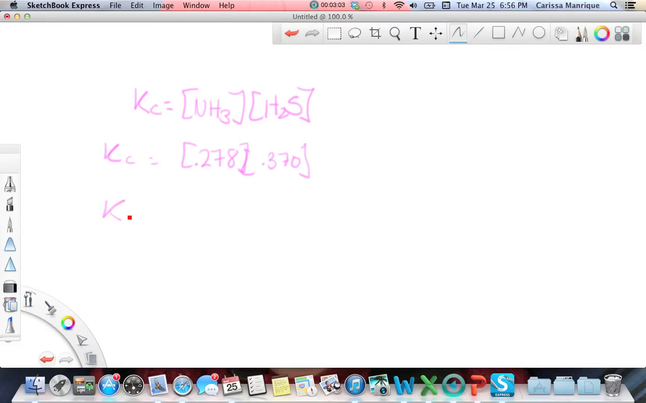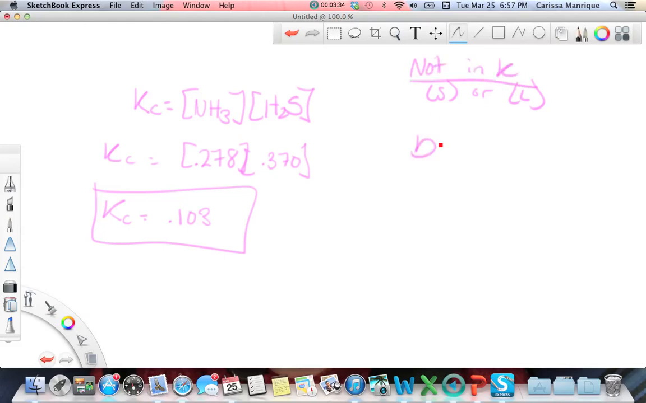And in this case, I got Kc was approximately 0.103, multiplying these by each other. And again, if you have different numbers here, it'd be a different answer. But that's how you set it up. So the two concepts here are knowing how to set up K and knowing that solids, so if you see something that has an S, or a liquid, do not go in K. But aqueous and gases do.